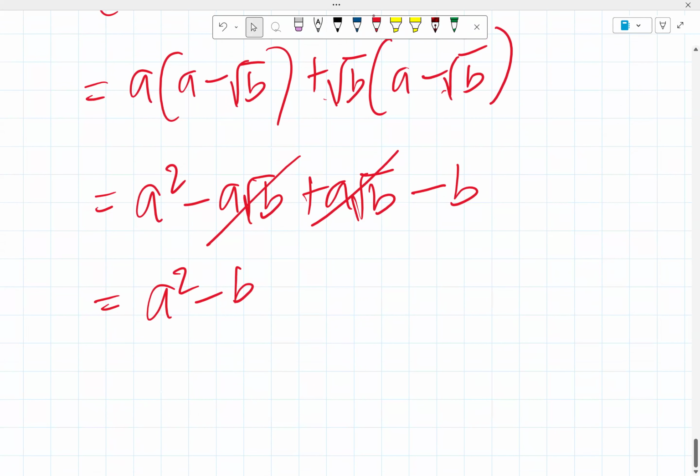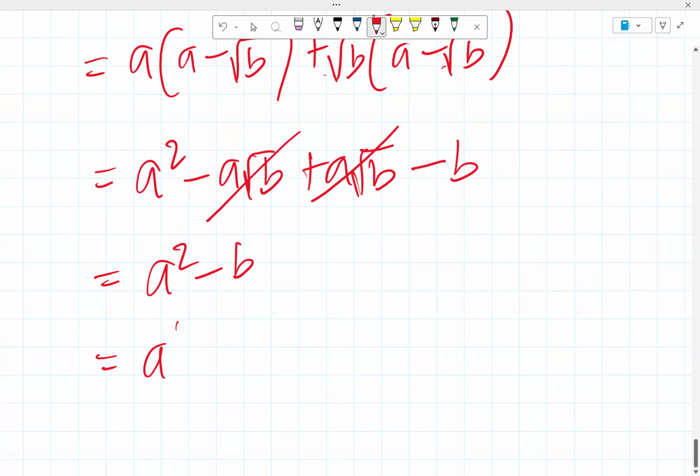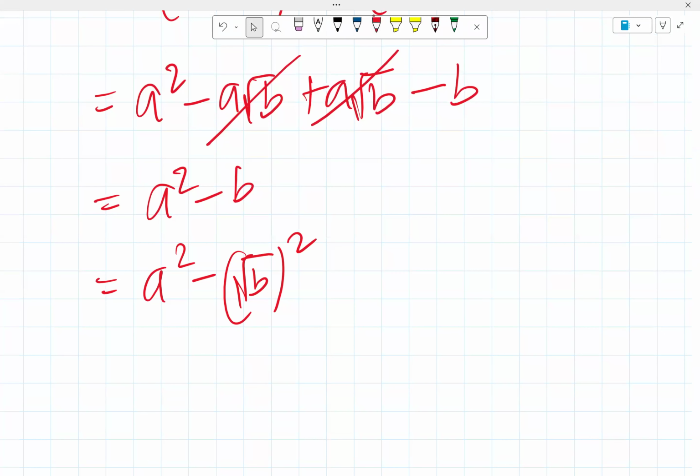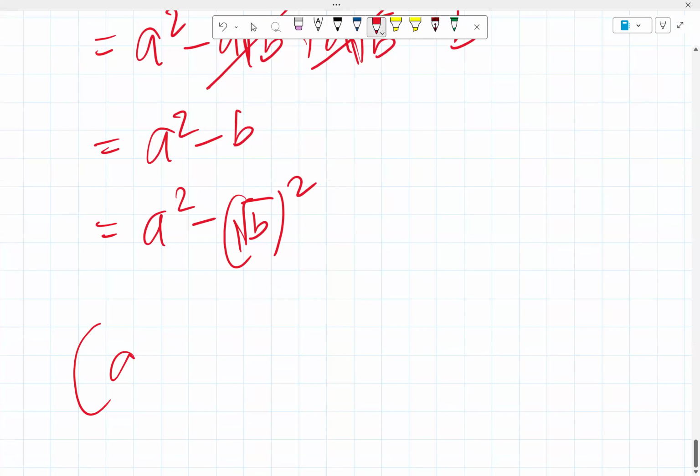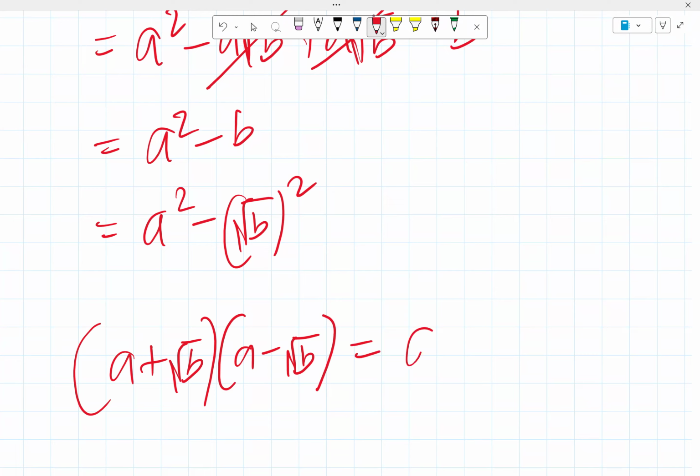So you can actually write this as a squared minus root b all squared. In essence, we are saying that a plus root b into a minus root b, and either one can come first, is the same thing as a squared minus root b all squared.